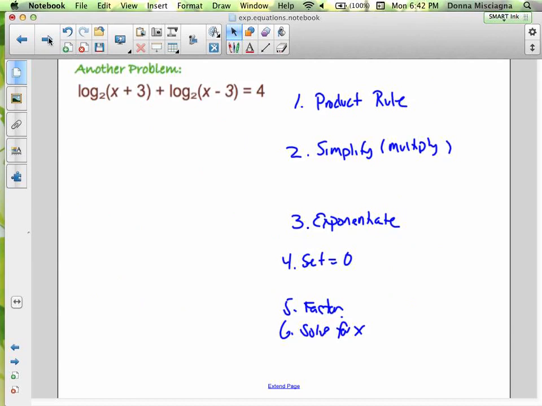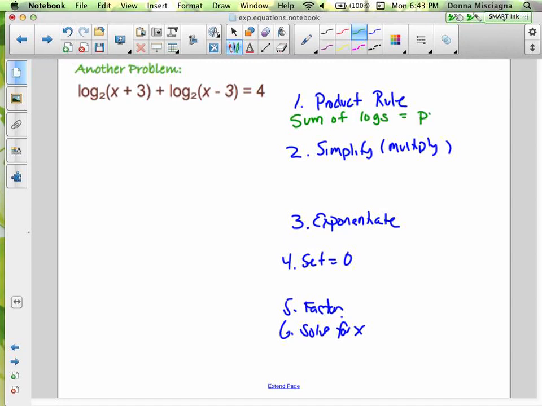So here we have another problem. Log base 2 of x plus 3 plus log base 2 of x minus 4 equals 4. Not a bad idea to write the steps that are on the right-hand side. Our very first step is to use the product rule, right? So the sum of logs becomes the product of a single log.